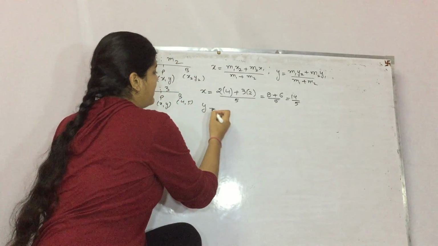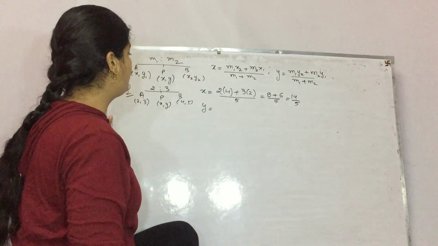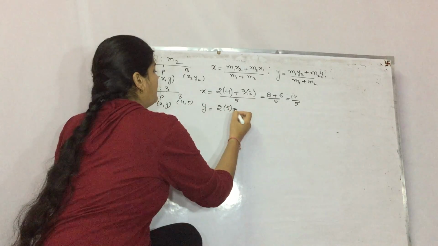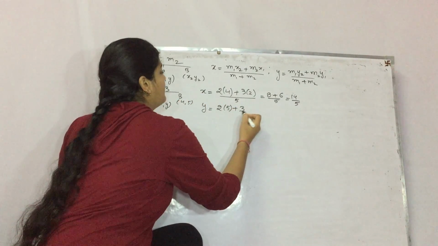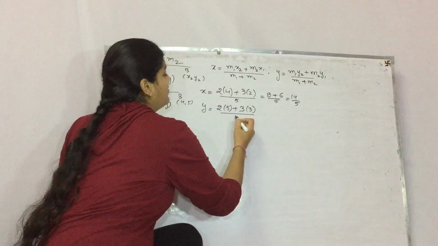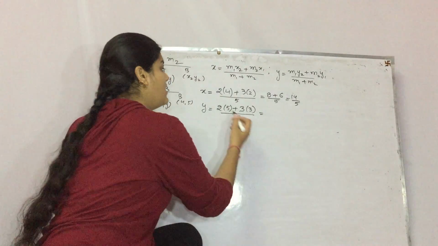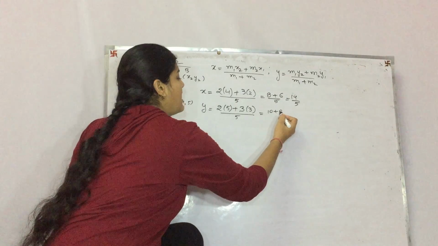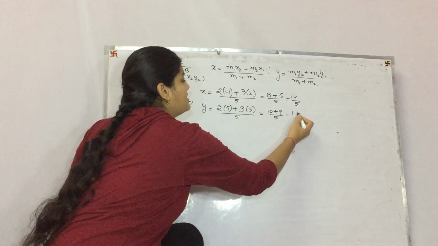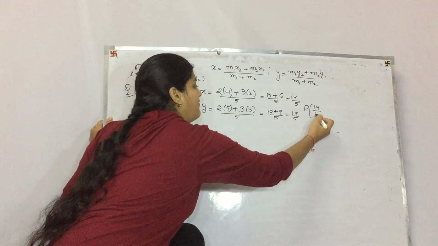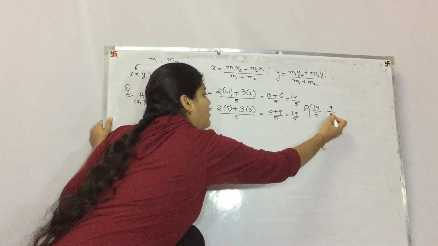When there is a need to find the value of y, then what you have to do? n1 y2, that means 2 into 5, plus 3 into 3, over the summation of ratios, that means 5. 5 twos are 10, 3 threes are 9, over 5, that means 19 by 5. So your point is (14 over 5, 19 over 5).